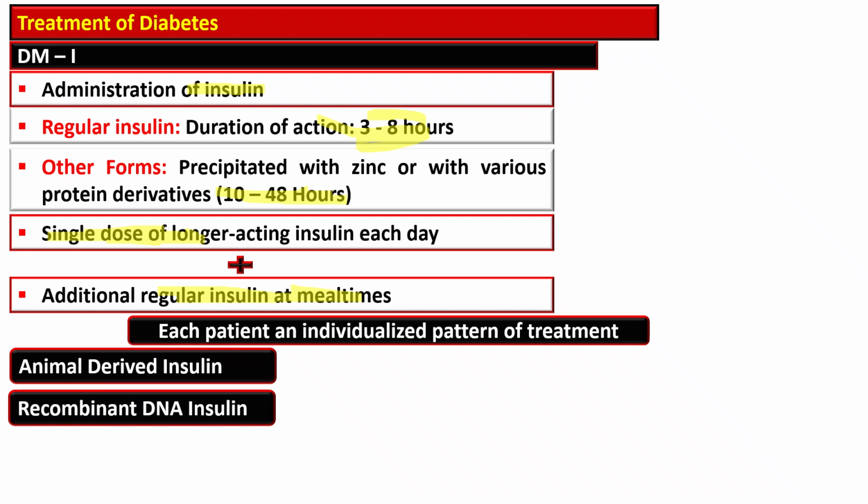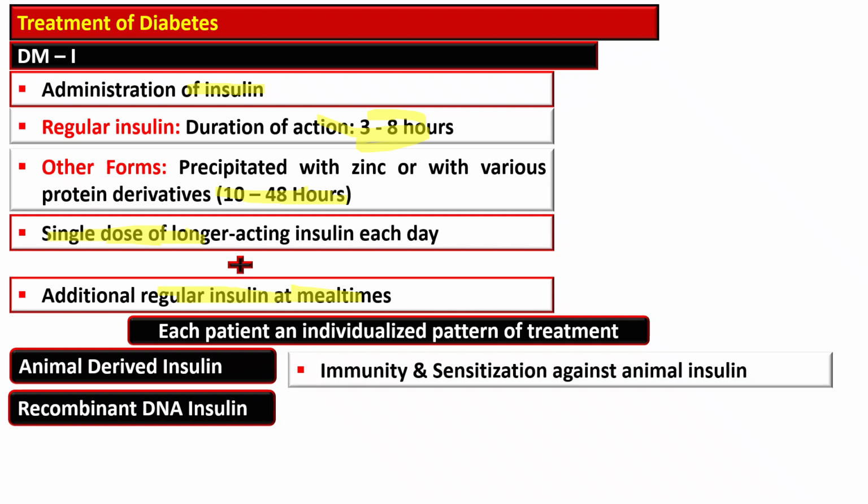These insulins are derived from animal pancreatic tissue, pigs or cows, and now the human insulin is also produced by recombinant DNA technology, which is preferred. So the advantage of this is the reduced risk of immune reaction or sensitization compared to animal insulin.